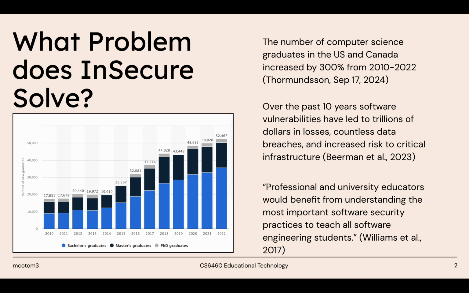As you can see from the chart, according to Thormundson, the number of computer science students graduating from university has increased by at least 300% over the past 15 years, from a low of 17,000 in 2010 to a high of 52,000 graduates in 2022.